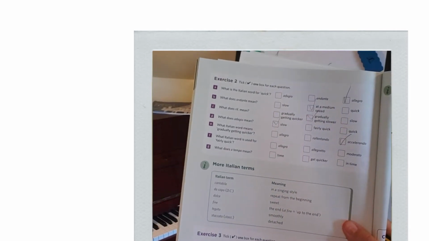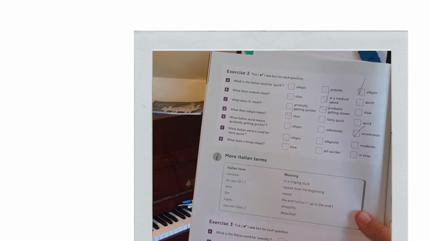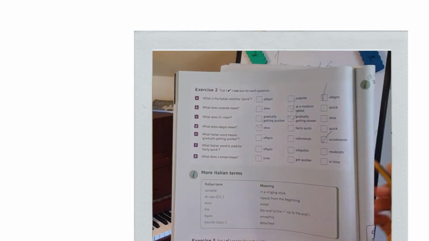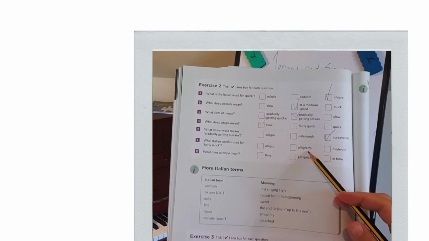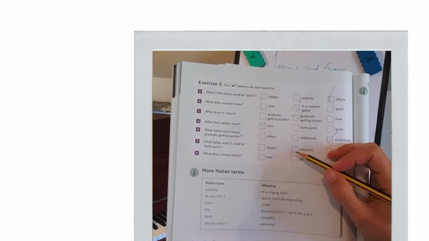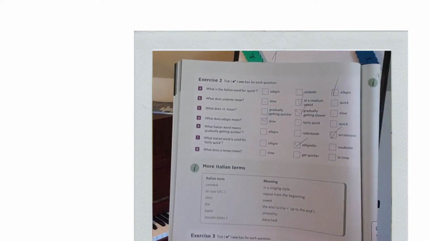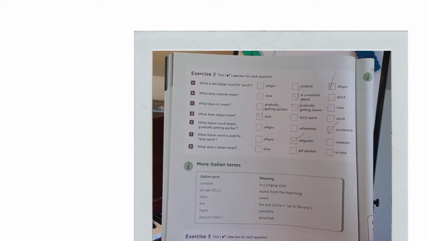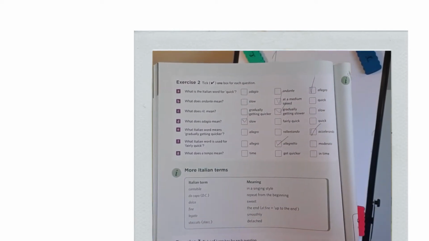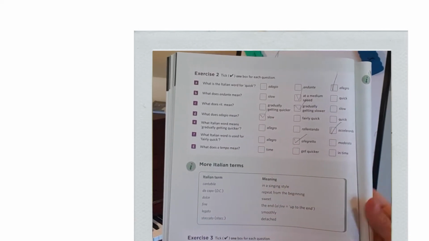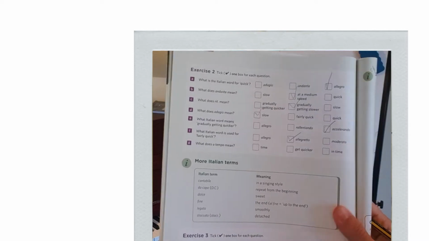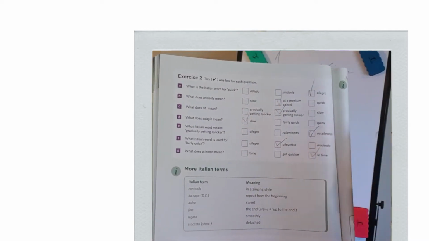What Italian word is used for fairly quick? Allegro is quick. Moderato is at medium pace, yeah? Allegretto. What does a tempo mean? Get quicker? No, this is accelerando. Time. In time. In time.